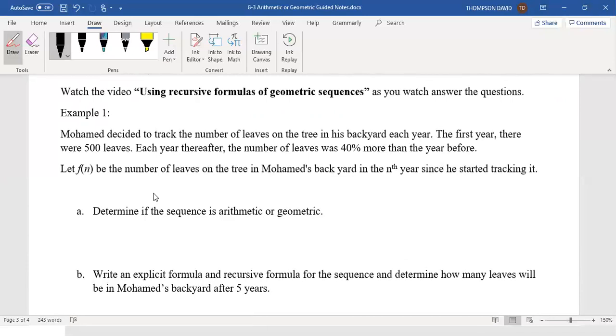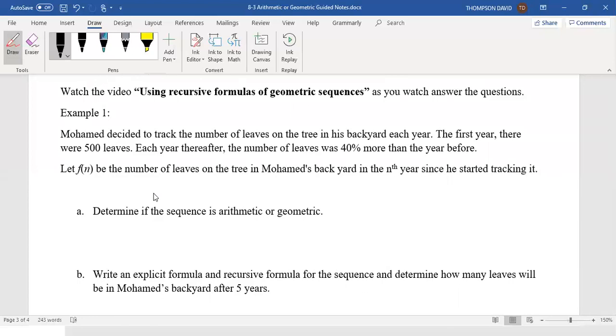In the next section of the video, I'm going to talk about how to determine from a situation if we're multiplying or dividing, or adding or subtracting, to use an arithmetic or geometric sequence. So the problem we're given is: Muhammad decided to track the number of leaves on the tree in his backyard each year. The first year, there were 500 leaves.